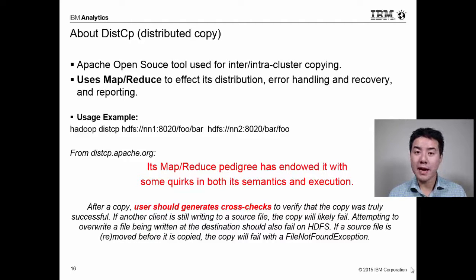It's basically just like any other MapReduce application, and it reads files from one cluster and writes it to another using a parallelized method. But this tool was never really designed to be a replication technology. And let me just take a moment to quote something that is right off the distributed copy apache.org website. It says, "Distributed copy's MapReduce pedigree has endowed it with some quirks in both the semantics and execution. After a copy, a user should generate cross-checks to verify that the copy was truly successful." So what this means is that any technology that builds on top of distributed copy needs to also do some checks and balances to make sure that the copy was successful and complete.